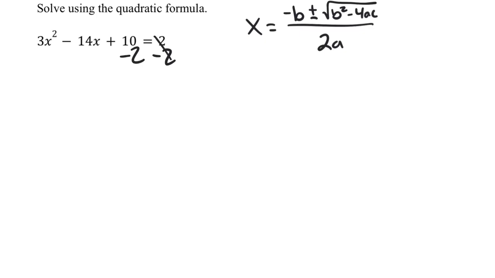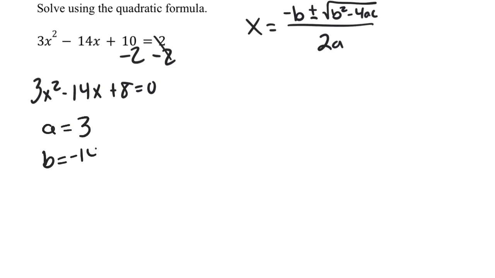And those 2's will cancel out, and I'll have 3x squared minus 14x plus 8 equals 0. So I can determine my a value, which comes from this coefficient. My b value is from this coefficient, and my c value is from the constant of positive 8. So my a is equal to 3, b is negative 14, and c is 8. So I can just plug these numbers in.